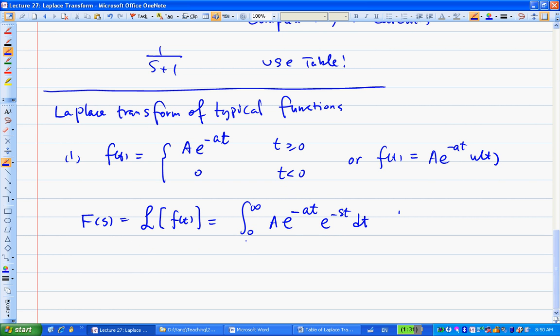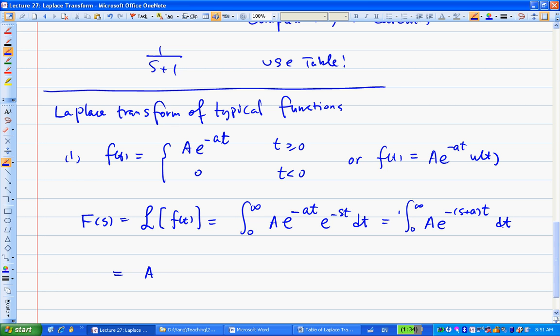There are two exponential terms, so let's combine these two together: a e to the power of negative (s plus a) t, dt. So we're integrating with respect to t. The s plus a term in here, you consider as constant, right? So this is basically exponential one here. Let's say I can take the a out of the integral.